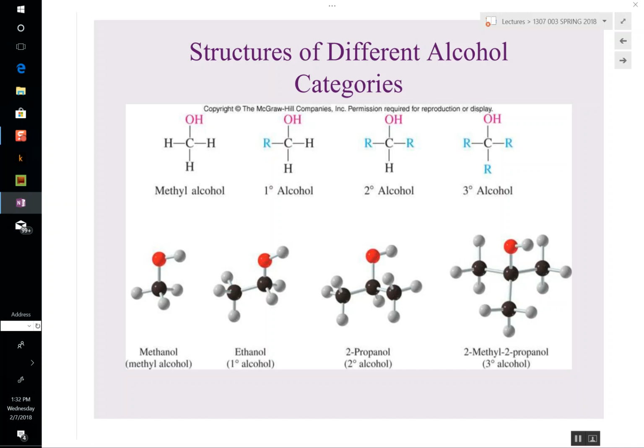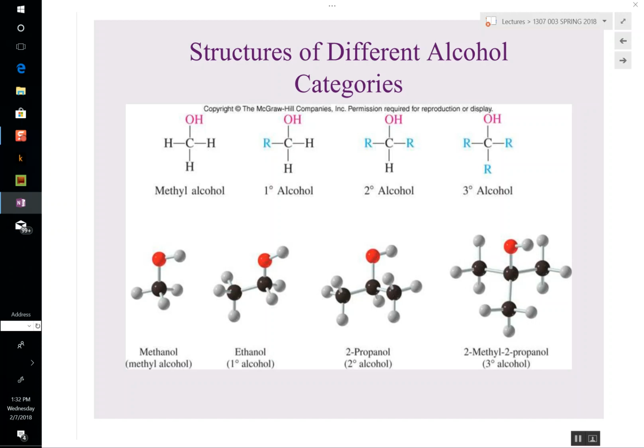You say, how many carbons are attached to that carbon? None. Zero. So this would be a zero classification of an alcohol, but it just doesn't have a class. Ethanol, what we're doing here, we're going to look at where the OH is, the carbon that bears the OH, and ask the question, how many carbons are attached to it?